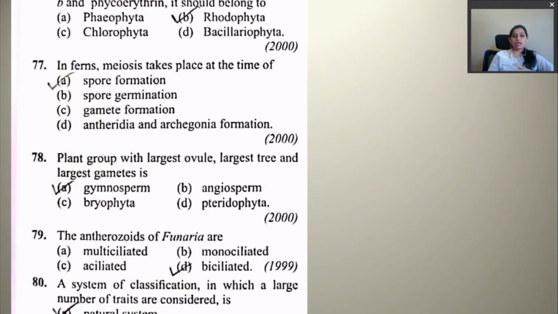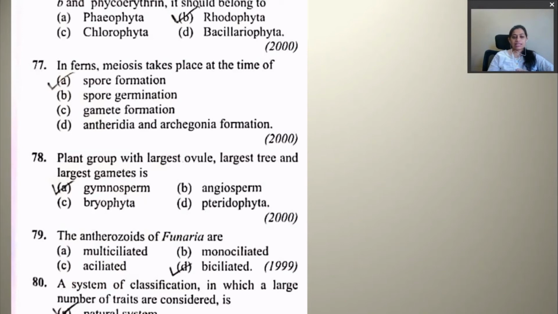In ferns, meiosis takes place at the time of spore formation, spore germination, gamete formation, antheridia or archegonia formation. So the right option is A, that is spore formation. Now the plant group with the largest ovule, largest tree and largest gamete is obviously gymnosperm. All these characters are present in the gymnosperm group, not angiosperm, bryophyta or pteridophyta.